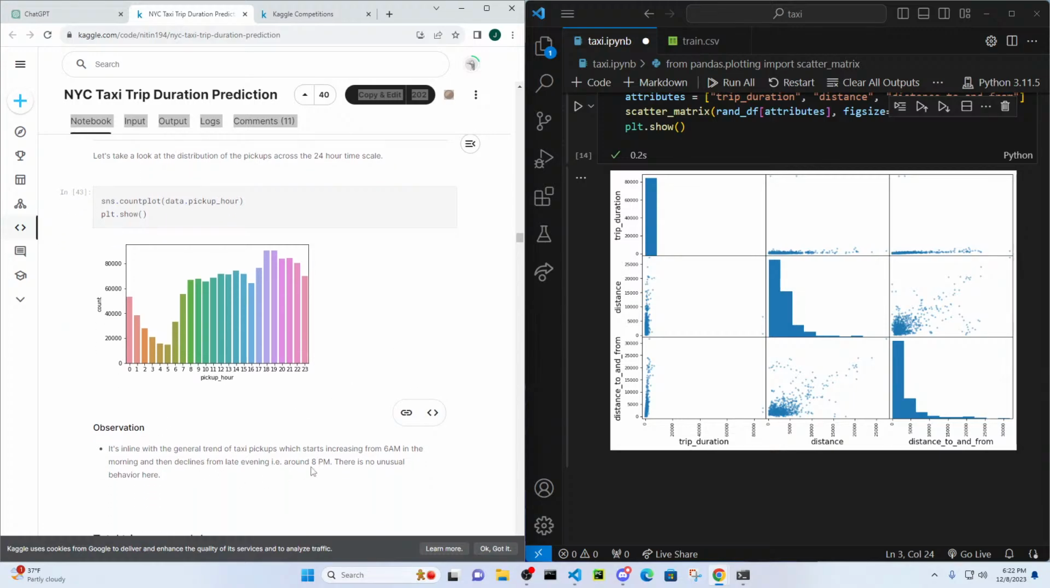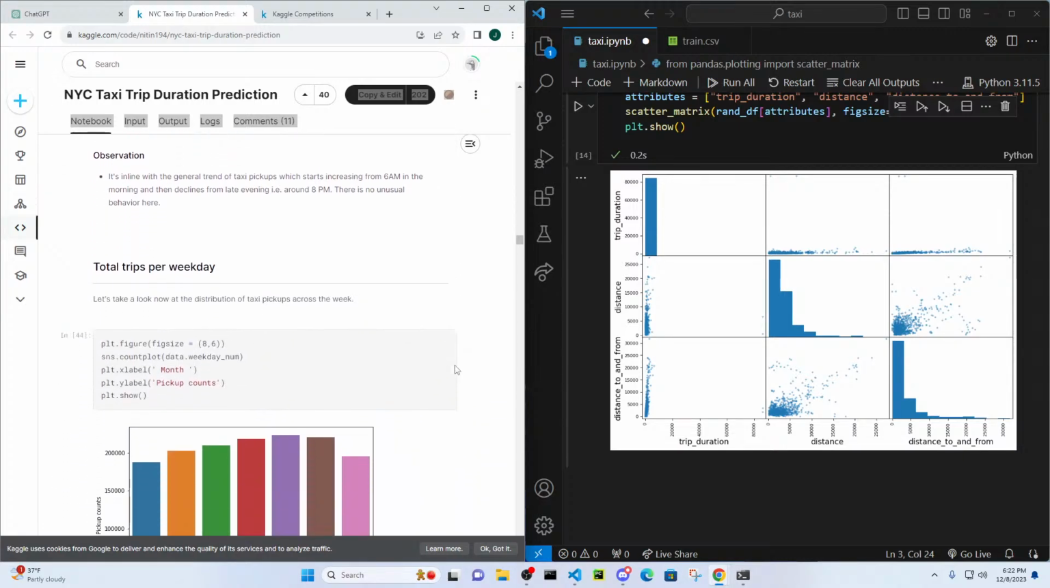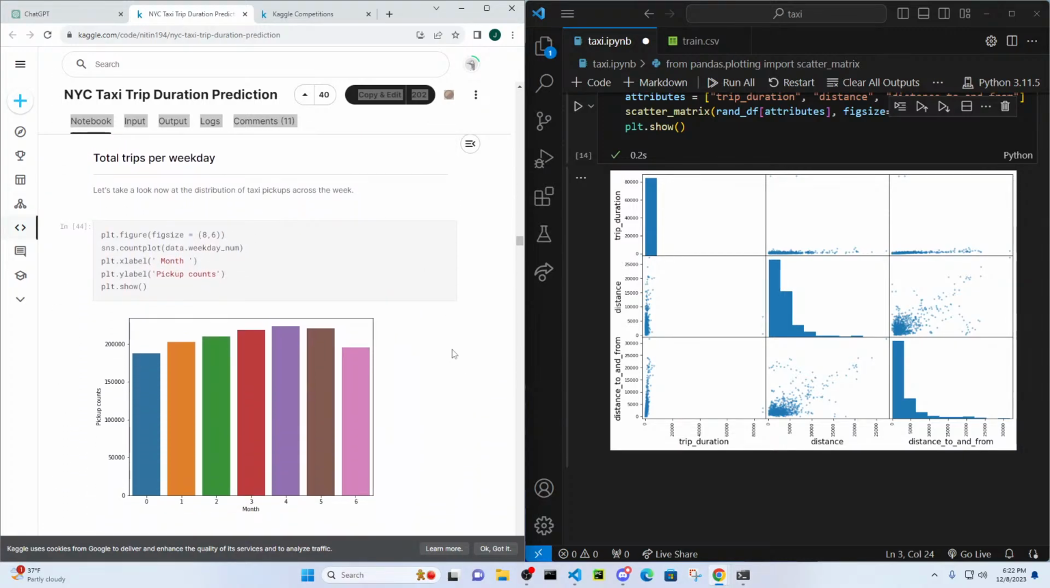It's in line with the general trend of taxi pickups, which starts increasing from 6 a.m., right about here in the morning, and then declines from late evening around 8 p.m. There's no unusual behavior there. That's all as expected. Total trips per weekday.